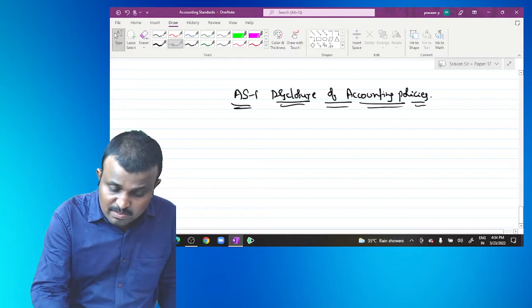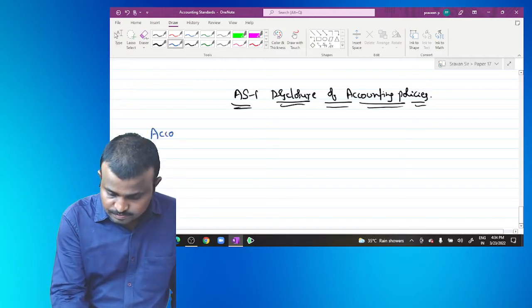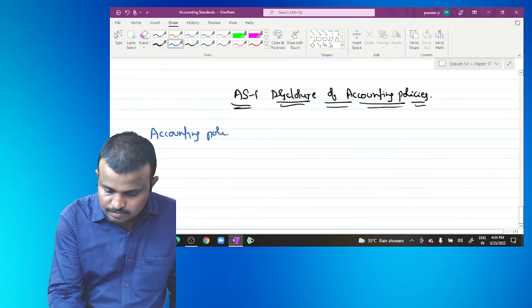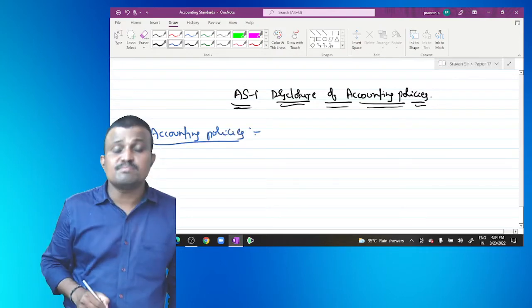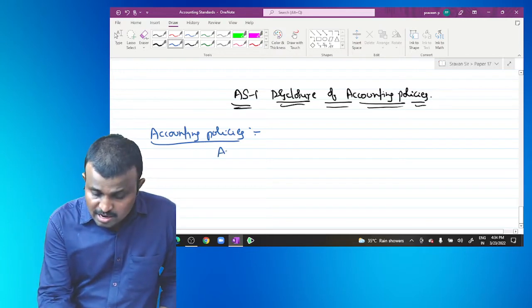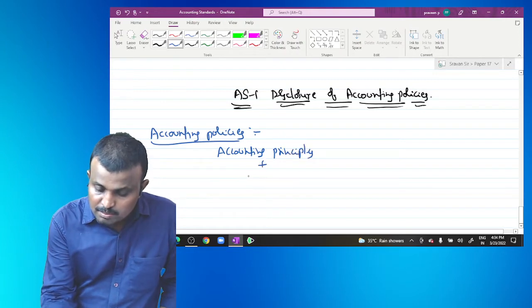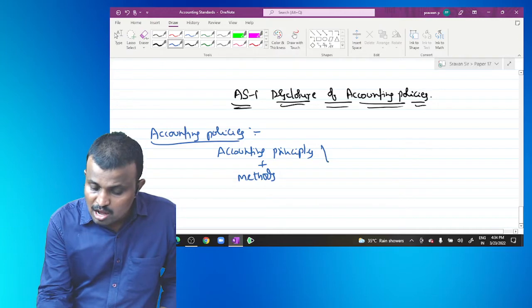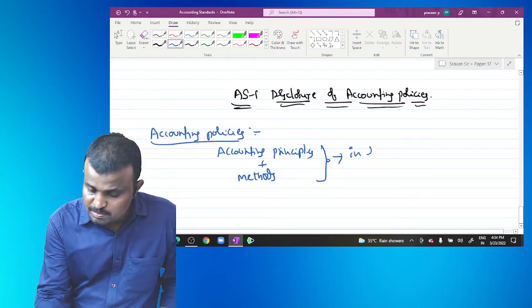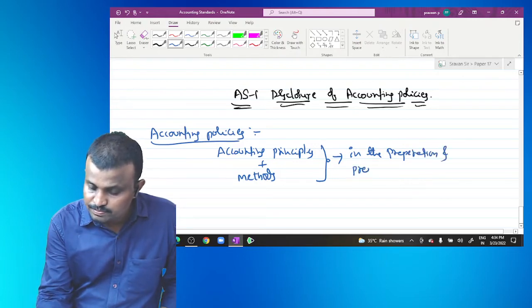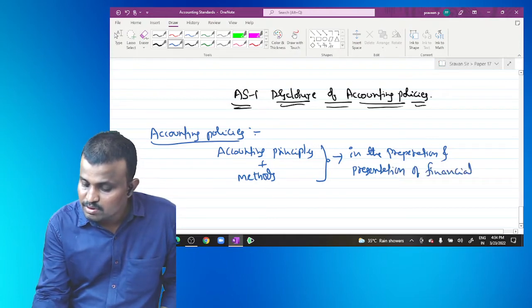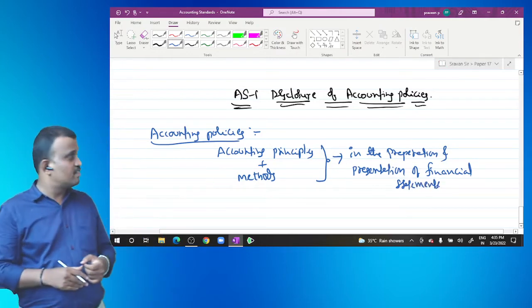So here, what is meant by accounting policy? Accounting policies are those accounting principles and methods of applying those principles in the preparation and presentation of financial statements.